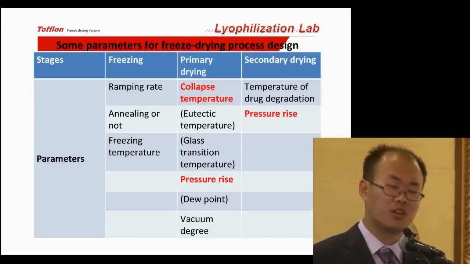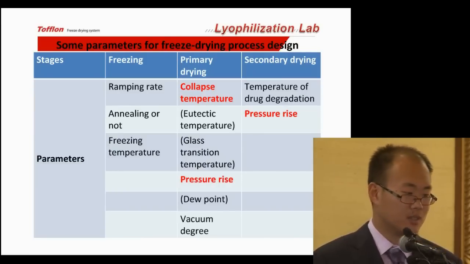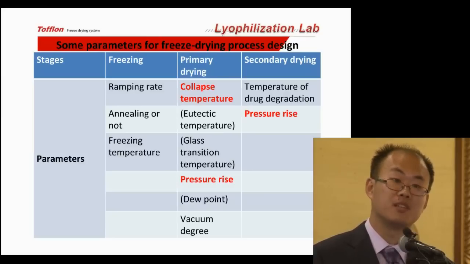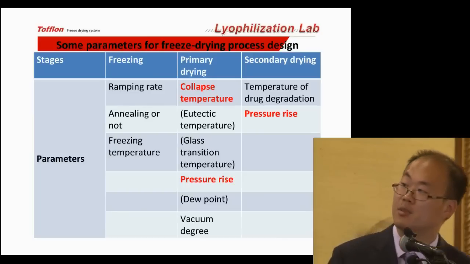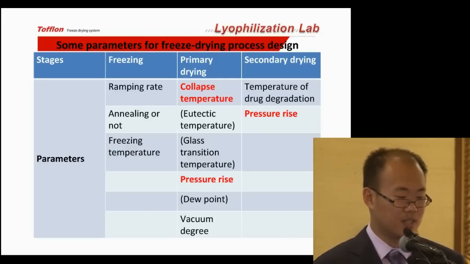Today I want to talk about how to design a freeze drying cycle. There are a lot of parameters to be controlled in the freeze drying design. We can talk about it in three steps: the freezing step, the primary drying step, and the secondary drying step. As this table shows us, in the freezing step, we control three parameters: the ramping rate, annealing or not, and the freezing temperature.